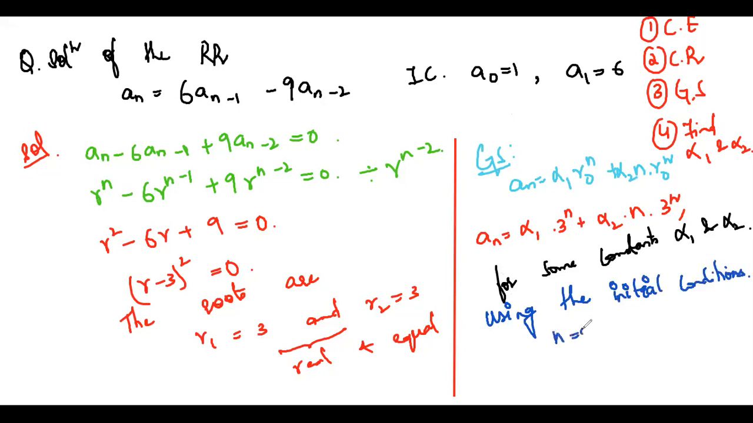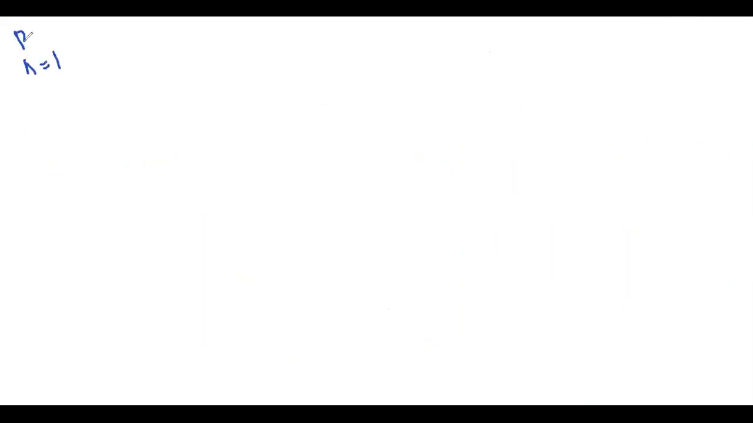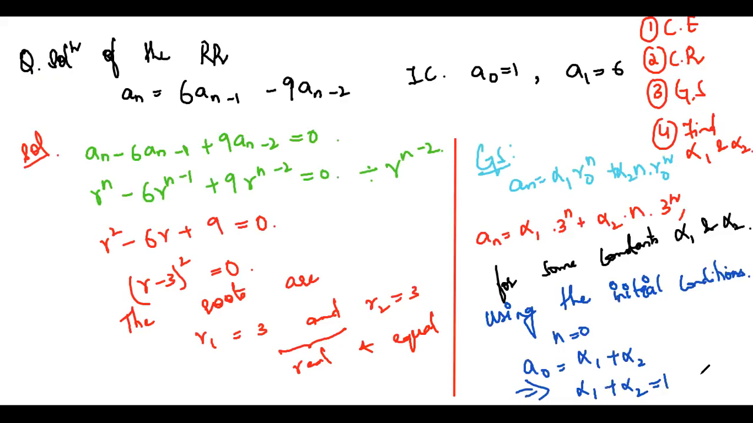we will put n is equal to 0. What will happen when we put n is equal to 0? a naught is equal to alpha 1 into r naught power n. So basically power 0 will give us 1. So a naught is equal to alpha 1 plus alpha 2. We have been given the value of a naught. So just substitute the a naught value: alpha 1 plus alpha 2 is equal to 1. All right. Now the next is put n is equal to 1. Okay, let's name our equation. So this is our equation 1.